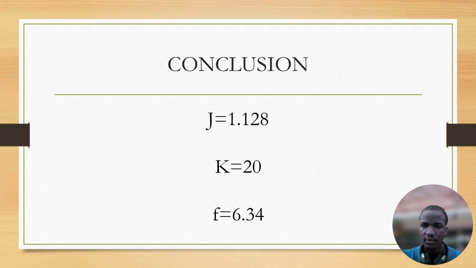To conclude our analysis, we successfully determined the unknown parameters of the given second order control system. Using the final value theorem, we calculated the stiffness constant, which is equal to 20, and using the percent overshoot formula, we determined the damping ratio, which is 0.667. Using the peak time equation, we found the natural frequency, which is 4.21 rad per second. Finally, by comparing the system equation with the standard second order model, we calculated the remaining parameters: moment of inertia, which is equal to 1.128, and damping coefficient, which is 6.34. These values fully describe the dynamic behavior of the system.